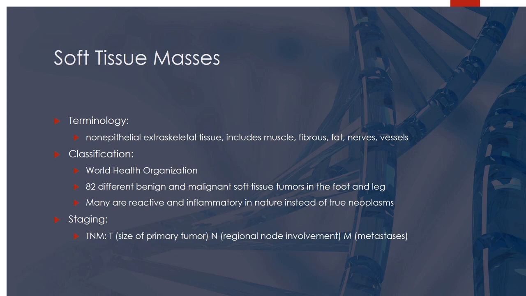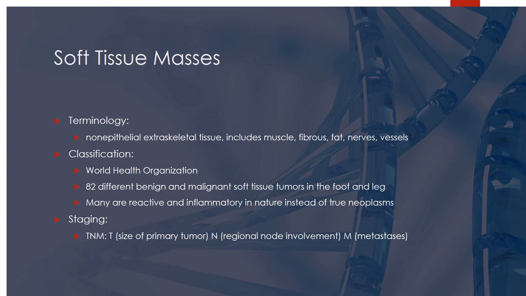So moving on now to soft tissue masses. What is quote-unquote soft tissue? Well, it's non-epithelial extraskeletal tissue. This would include muscle, fibrous tissue, nerves, vessels. How is this classified? It goes along the classification of the World Health Organization.